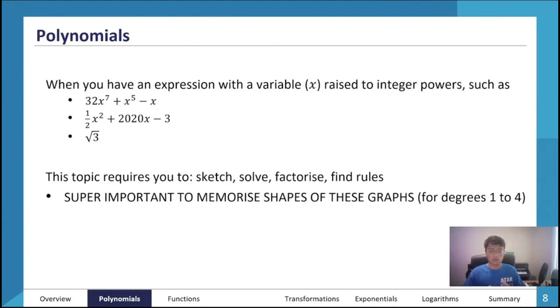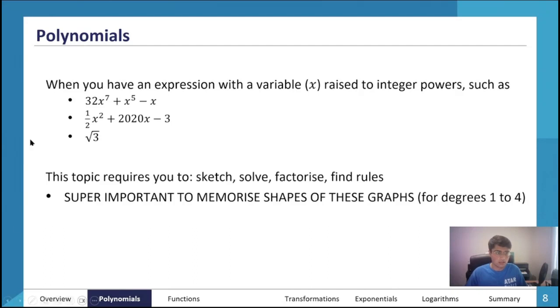Polynomials is where we want to focus a lot more of our time. So that's quadratics, cubics, and quartics. Now, we have the definition of a polynomial. It's an expression with a variable x raised to integer powers. Now, what is an integer? It's a whole number. In this case, we're looking at positive whole numbers. So 1, 3, 600, they're all positive integer numbers. And when we raise x to that power, we get what's called a polynomial.